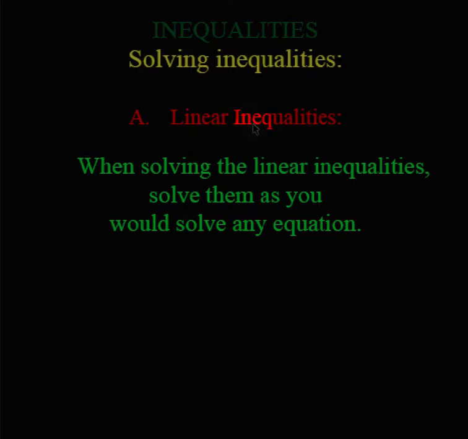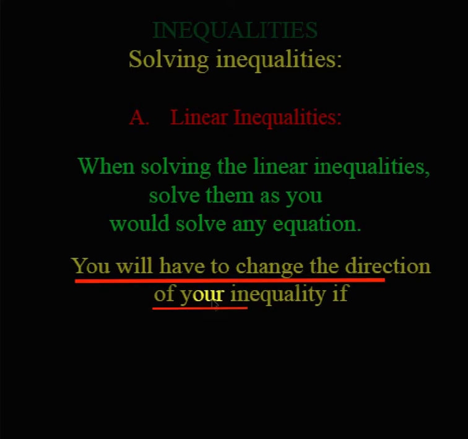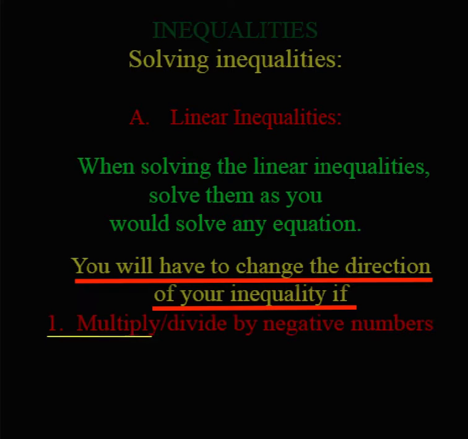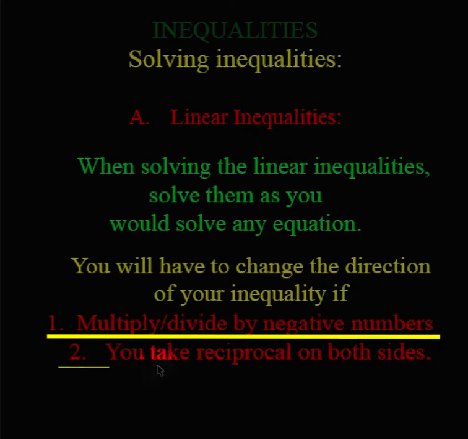Alright, so when we're solving inequalities, we might come across some linear inequalities. Basically, that means that the highest power of x is 1. And you solve them like you would any equation. The only difference is you will have to change the direction of your inequality if one of two things happens: if you multiply or divide by a negative number, or if you take the reciprocal of both sides. These are the two scenarios in which you have to change the direction of your inequality.